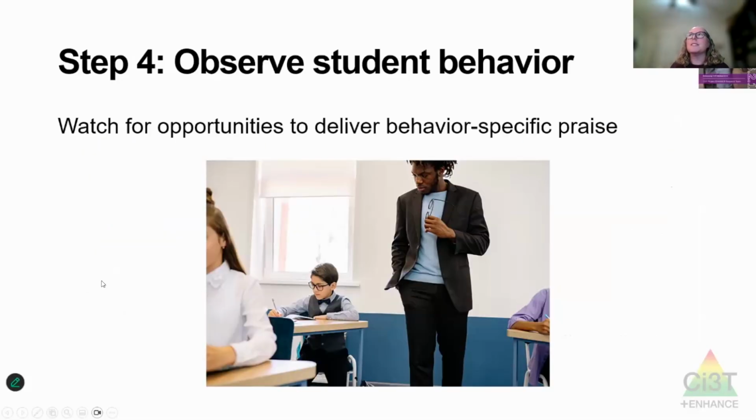Step 4. This is one of the most important. We have to observe our student behavior. We're really now going to take what we know and seek to implement it. We're going to look for opportunities to praise our students and to give them that behavior-specific praise for the great things that they are doing in the room.